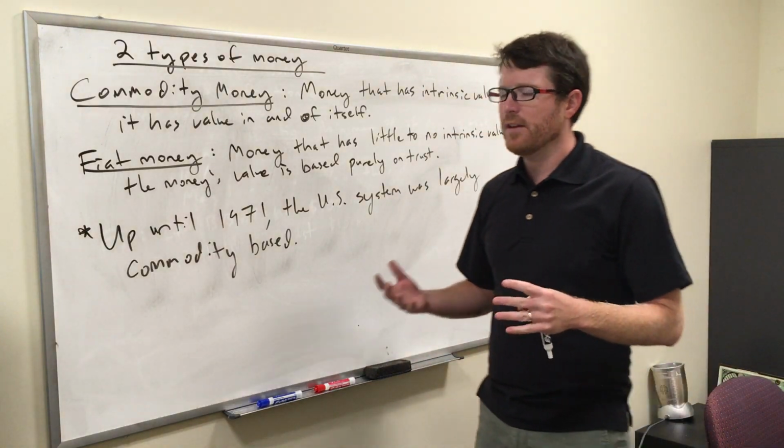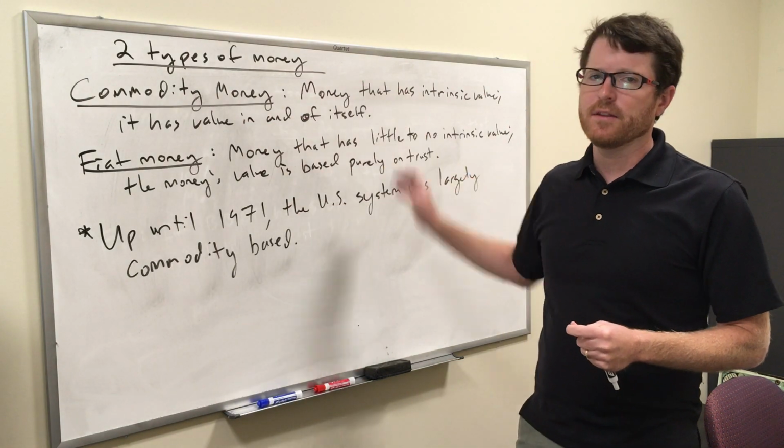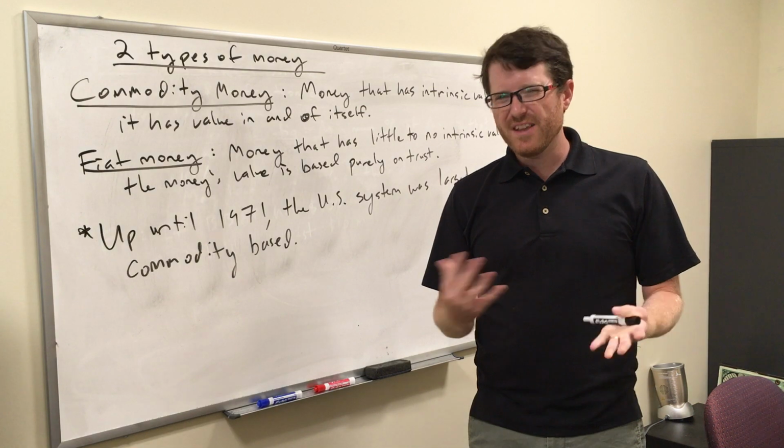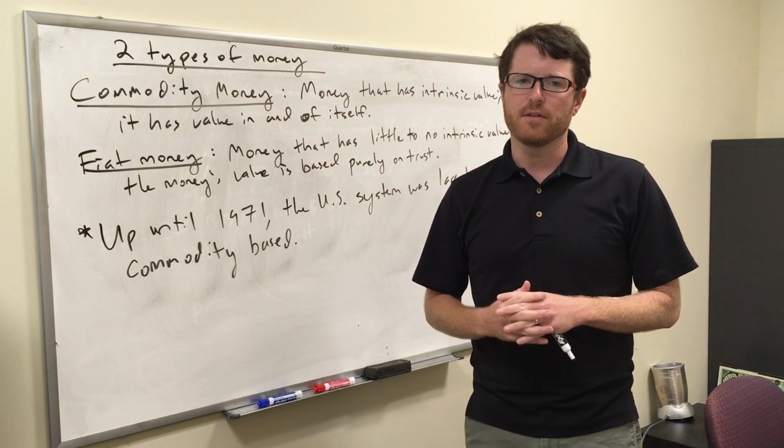If you go to, say, 1950, we had a mixed system. We had commodity money in the sense that quarters and dimes were made of silver. But we had a fiat system because we had a lot of paper money too. So it was kind of a mixed system.